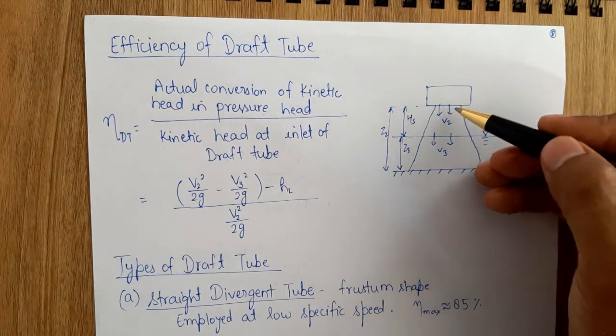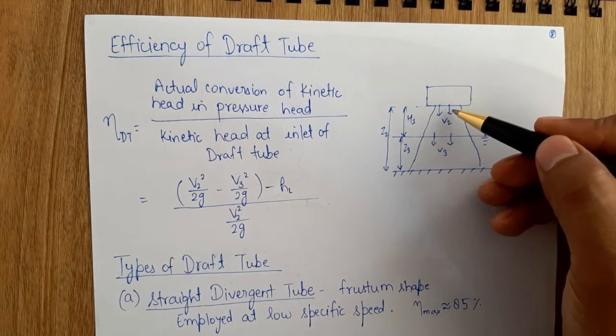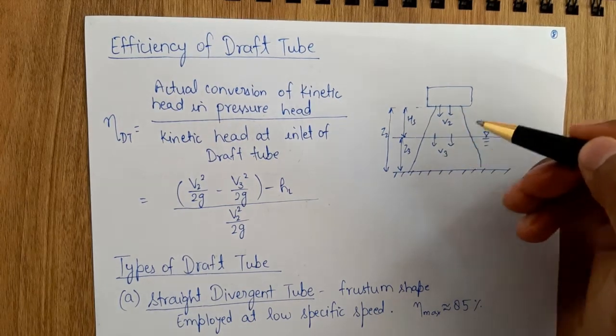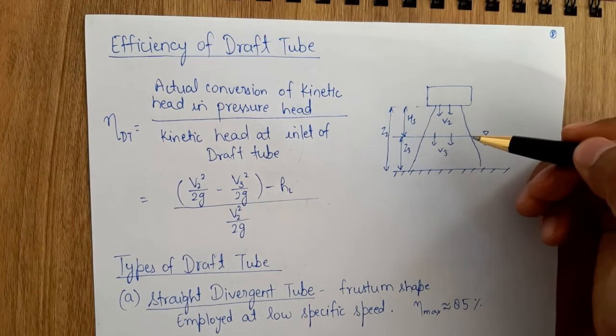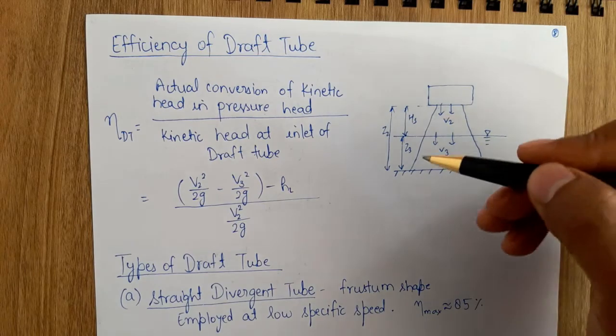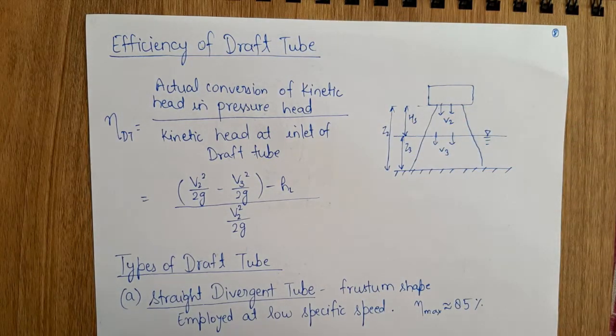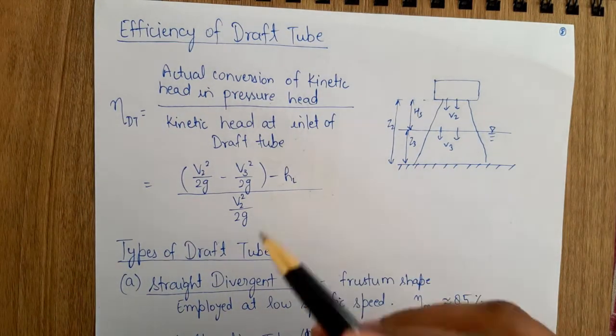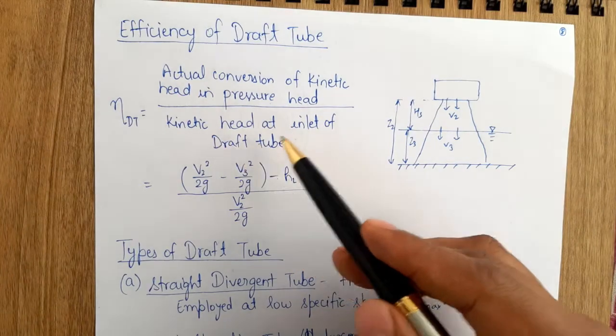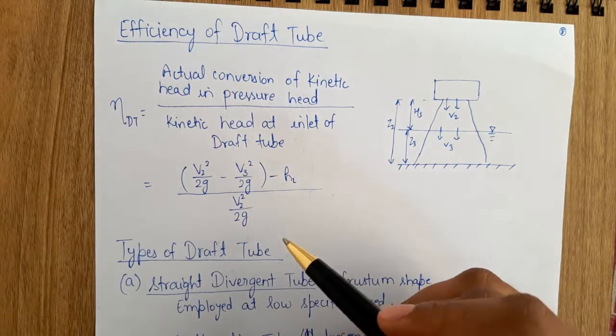Head losses are the losses that occur when water travels from the runner blade level to the tail race level. The head loss is not converted by the draft tube, so it will not be accommodated in the efficiency of the draft tube. Upon this, the kinetic head is V2 square upon 2g.